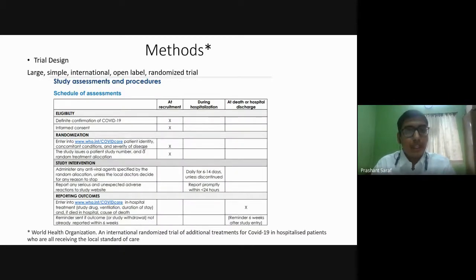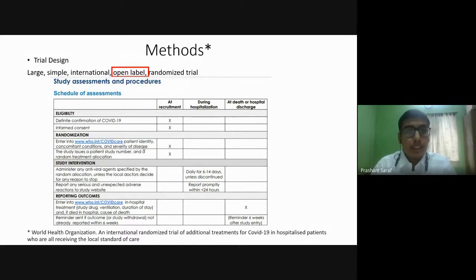Coming to the methods, the trial design is a large, simple, international, open-label randomized trial. So what is the meaning of open label? Open label means that though the trial is randomized, it is not blinded. That means the patients as well as the investigators, the doctors who will administer the drugs, know what drugs they are going to administer. So it is not a blinded trial.